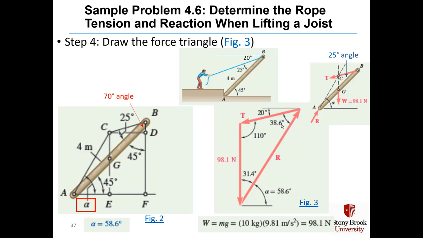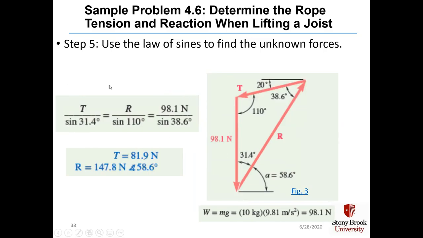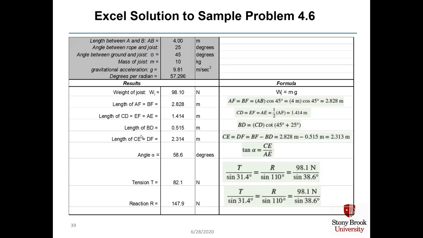We know three angles of the force triangle and one side. And we can use our law of sines to calculate T and R, which are the other two sides of the force triangle. Right here on the left, we're just setting up our law of sines equations. And we find that T equals 81.9 newtons, and R equals 147.8 newtons, at an angle of 58.6 degrees relative to the ground. Here is an Excel spreadsheet that shows you the flow of all these calculations. I did verify that all the numbers in the book are correct.